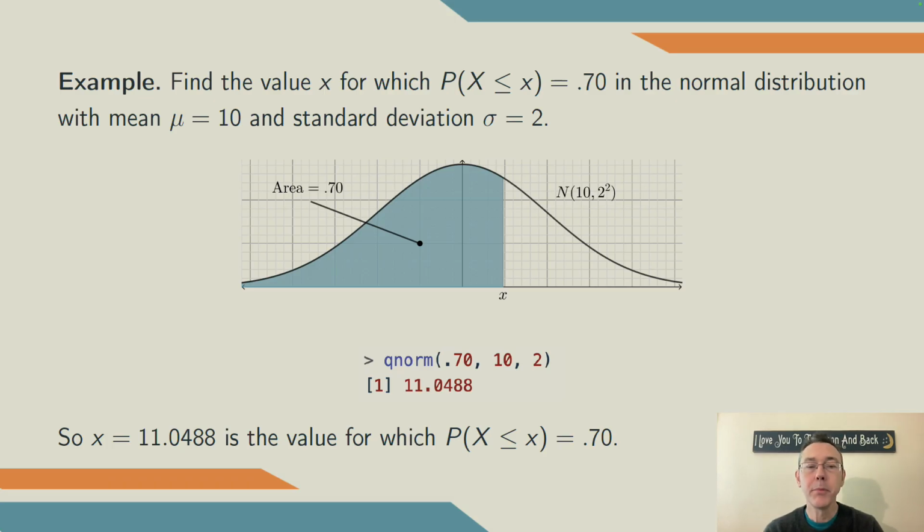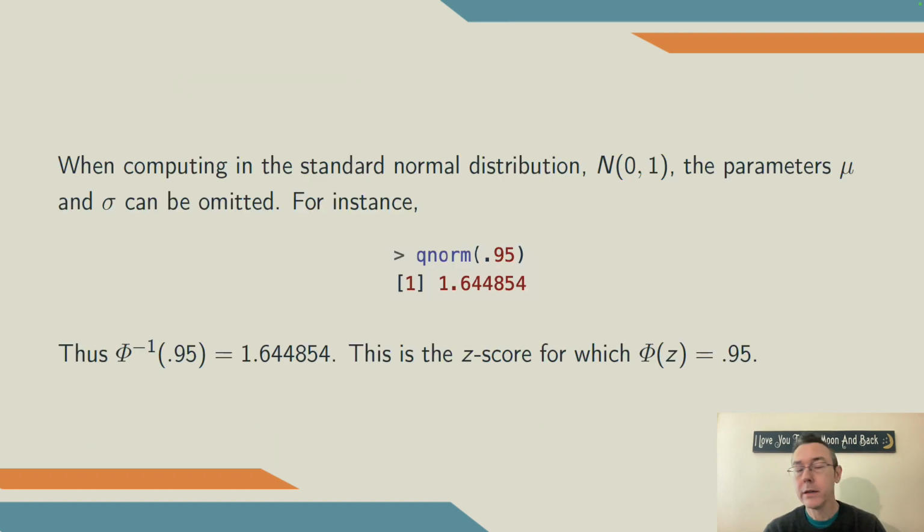And then I'll actually compute the x value using the command qnorm of 0.70, 10, 2. So first the probability that I'm interested in, then the mean, then the standard deviation, and I get back the x value. So the x value for which the probability that X is less than or equal to x equals 0.70 is about 11.05.